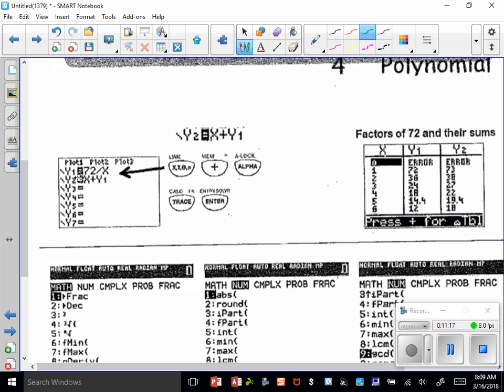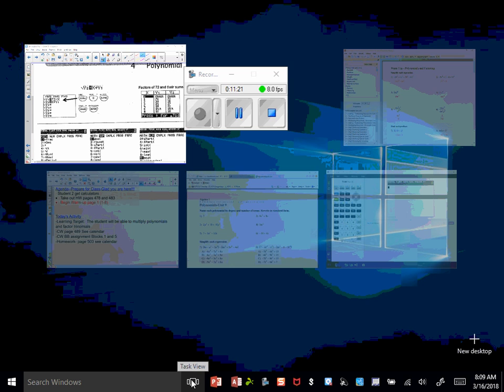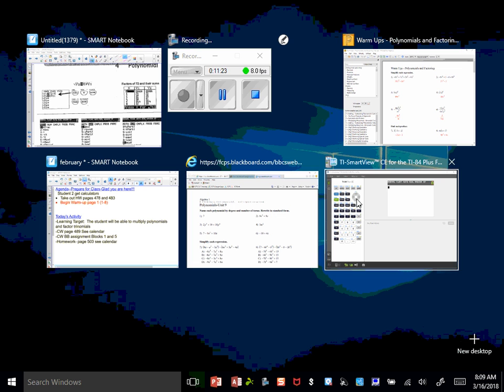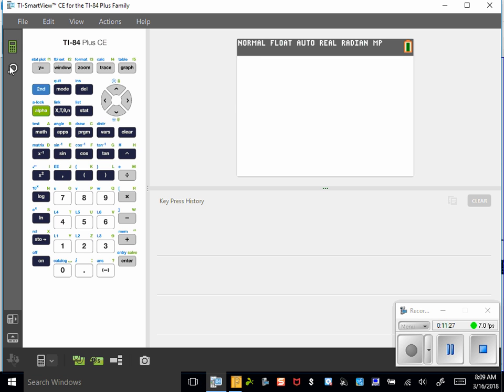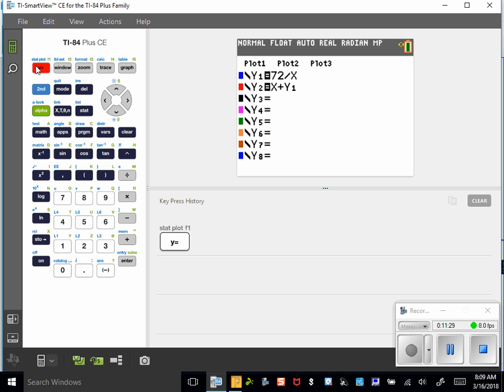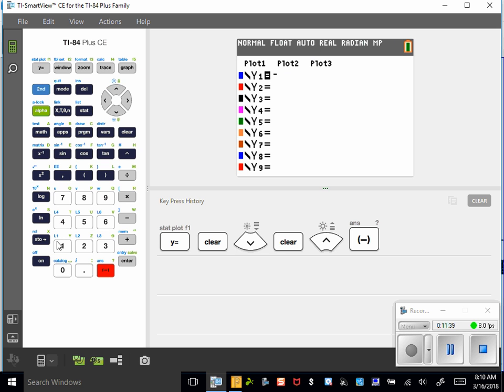So you're going to type in not 72, you're going to type in what? Okay, you're going to type in negative 120 divided by x. So hit your y equals key. Okay, I'm just going to clear what I have in here. Okay. So you're going to hit negative 120, divide that by x.